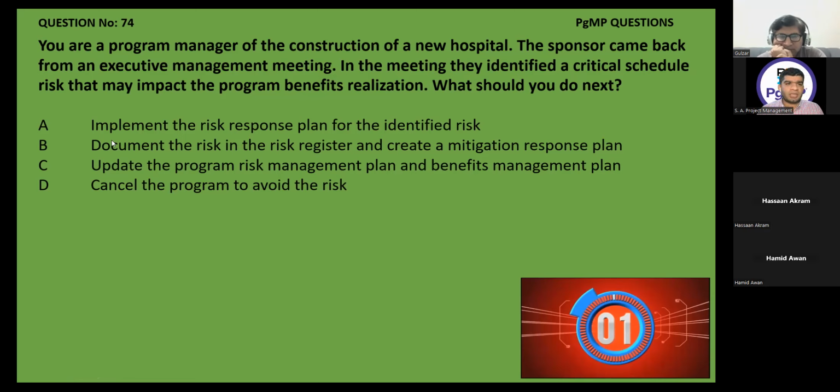So here the first option is implement the risk response plan. This will be the next step, not the immediate step. Then we have document the risk in the risk register, which is the correct step, which is risk identification. Update the program risk management plan. This will be later on. We cannot do it first. And cancel the program to avoid the risk. This is the worst thing to do.